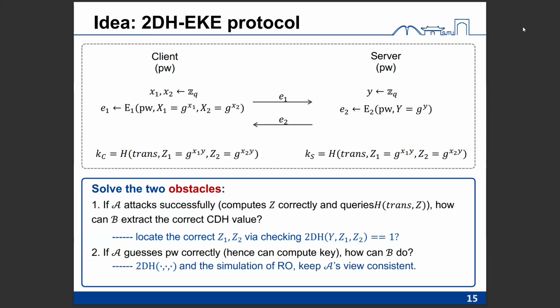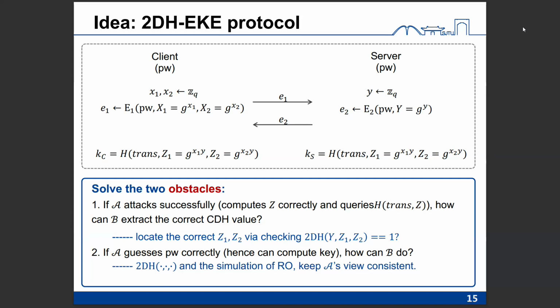Now, let's have a look at why twin-DH EKE can achieve tight security. That is, we need to solve the two obstacles we mentioned above. For the first obstacle, in the reduction algorithm B, it can locate the correct CDH values Z1 and Z2 by checking twin-DH(Y, Z1, Z2). So it can locate the correct values and solve the challenge problem exactly.